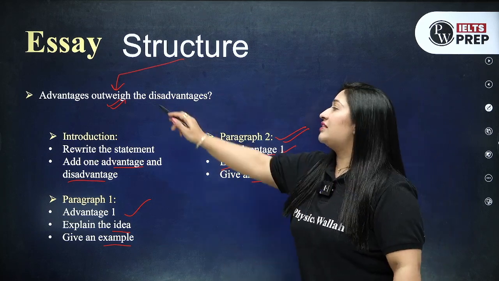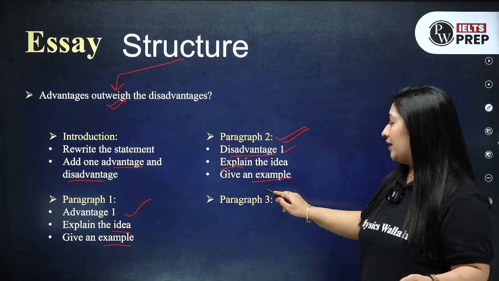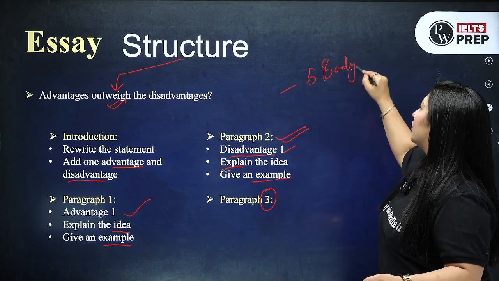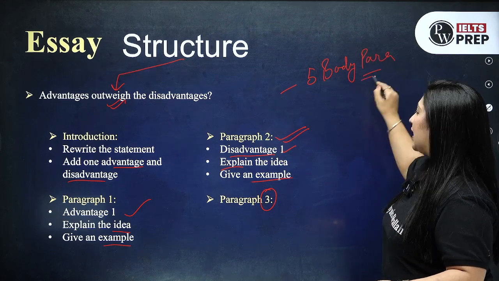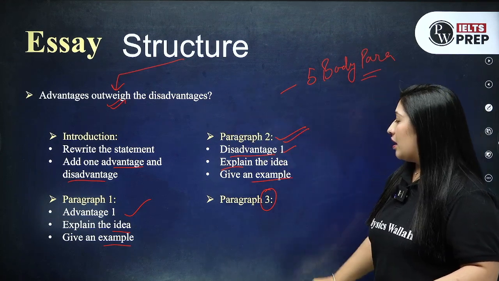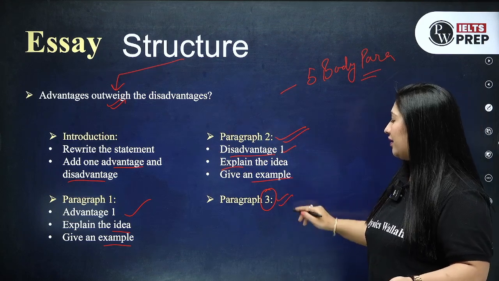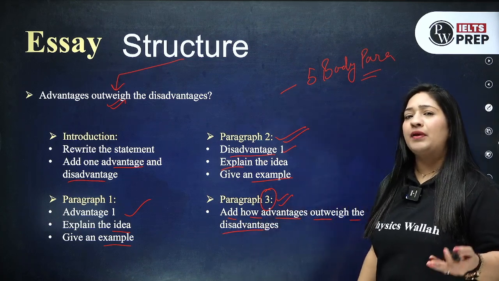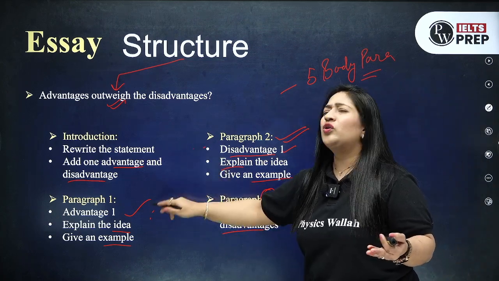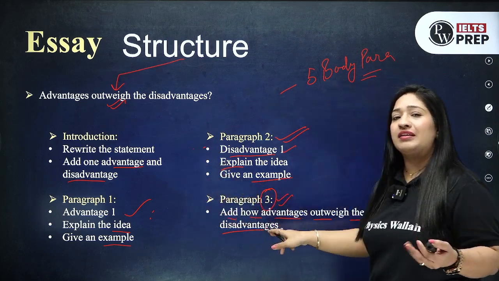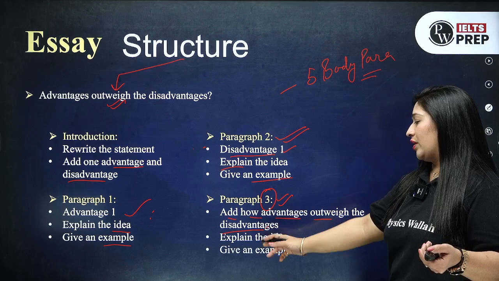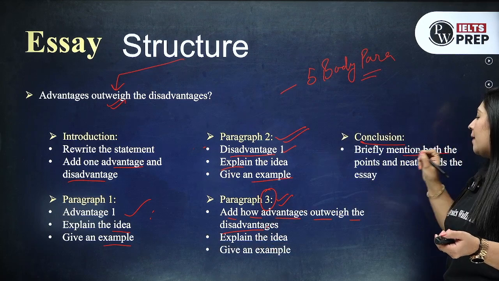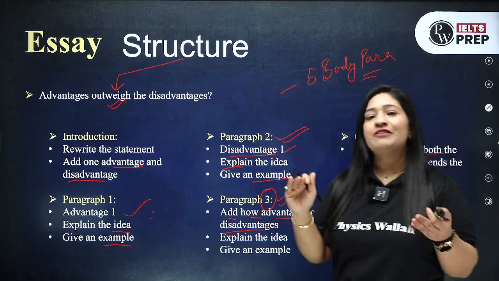Then the role of this outweigh comes in the third paragraph, right? Here you are going to describe how the advantages are over the disadvantages. In the third body paragraph you will add how the advantages outweigh the disadvantages. For example, whatever reasons you have given, you are going to compare them in body three, and then explain. And of course, last but not the least, we have a conclusion where you have to mention both points and neatly finish your essay, right?